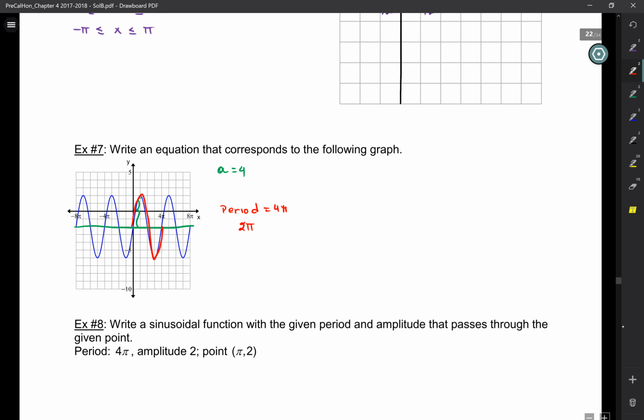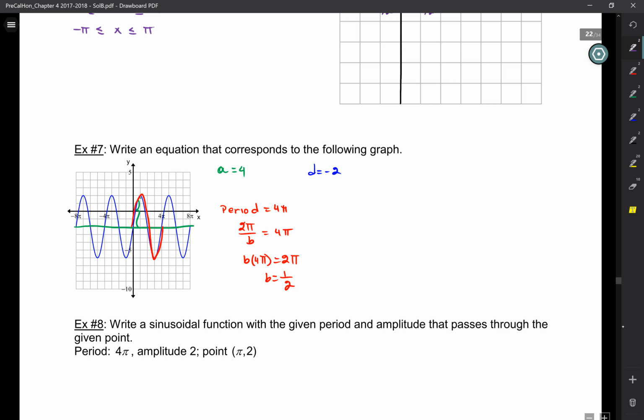2 pi over b is the period, and that's 4 pi. So how much is b? B is 1/2. Okay, is there a vertical shift? Is there a phase shift, horizontal phase shift? No. Is there a vertical shift? Yeah. How much? -2.